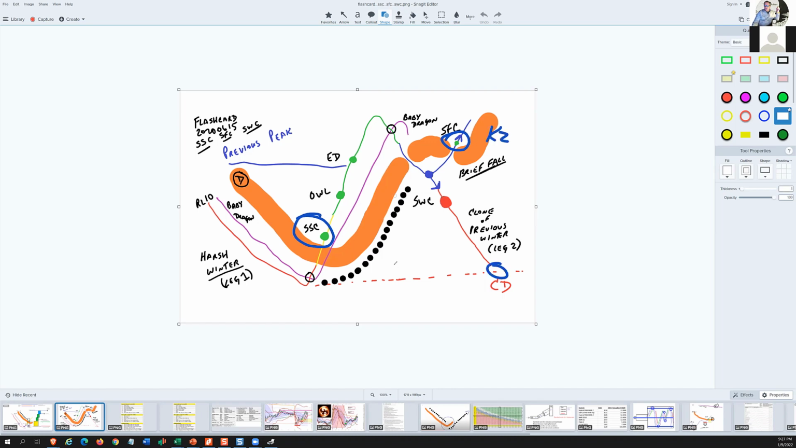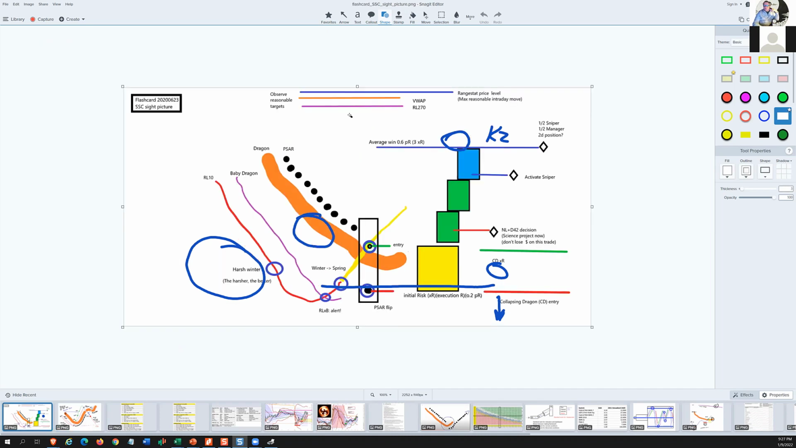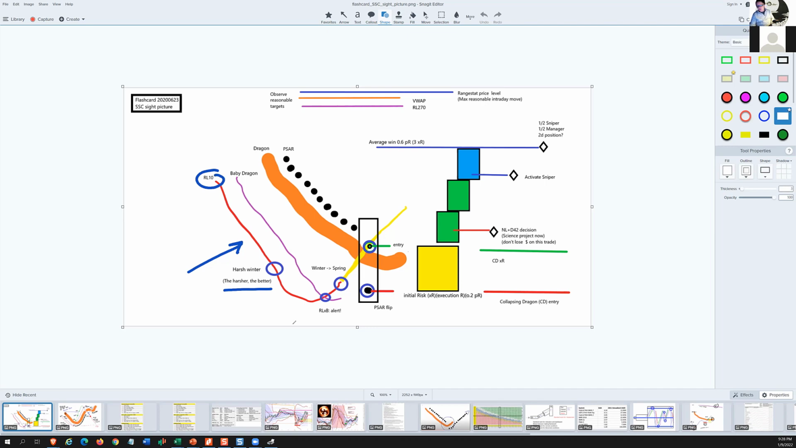So if this thing fails and fails through that line, this is where you get that collapsing dragon, right? Remember, all of it starts off with a harsh winter. Another way to look at that is this flashcard also. We call the site picture, that we've had a harsh winter. The harsher, the better, as measured by the RL10 diminishing and the MACD going into harsh winter. And so both the RL10 and the baby dragon are dropping.